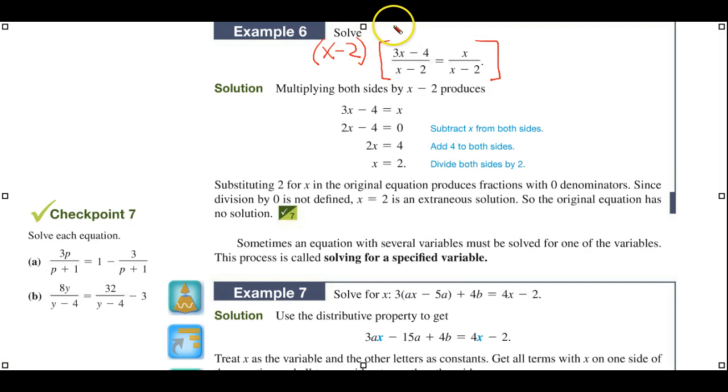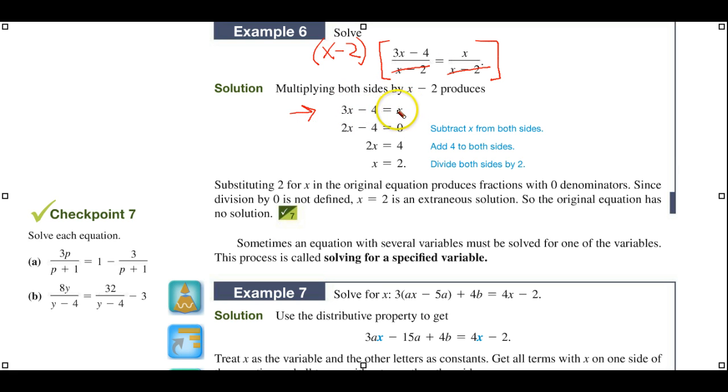Now in example 6, we have this as our example. Notice our denominator is the same on both sides. So to get rid of it, we're going to multiply by this common denominator. When we multiply this by this, it cancels out. When we multiply this term by this, it cancels out. So we're just left with 3x minus 4 equals x.